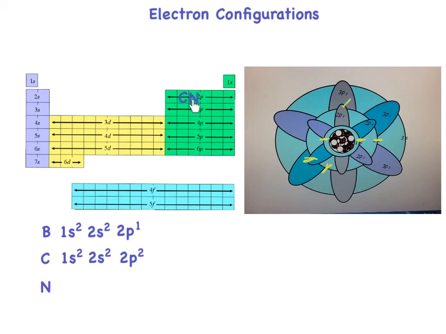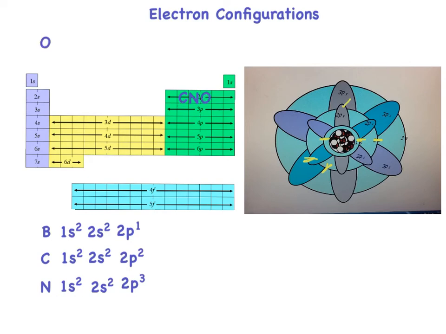Next we have nitrogen. Nitrogen's atomic number is 7, so it's got 7 protons and 7 electrons, and they're going to fill like this. 1s2, 2s2, 2p, 1, 2, 3. That's 1s2, 2s2, 2p3.